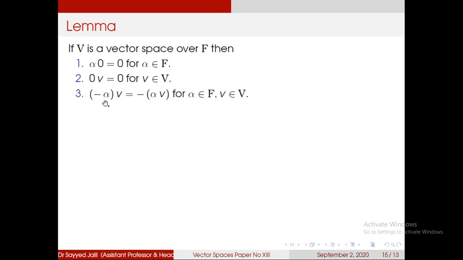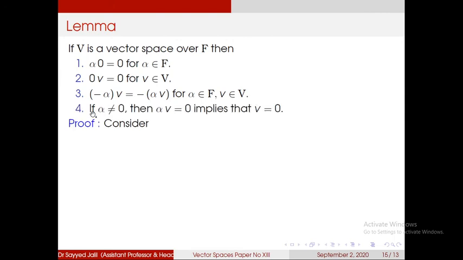Third, minus alpha times v is equal to minus of alpha v for alpha belonging to F and v belonging to V. And fourth, if alpha is non-zero, then alpha v equal to 0 says that v is equal to 0. That is, if we have a product alpha v equal to 0, then alpha equals 0 or v equals 0. So we'll see the proof of the first property.